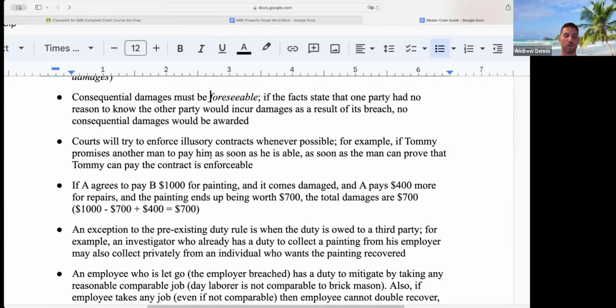Courts will try to enforce illusory contracts whenever possible. For example, if Tommy promises another man to pay him as soon as he is able, as soon as the man can prove that Tommy can pay, the contract is indeed enforceable. So illusory is an empty promise. Like, I promise to tutor you when I feel like it. That's going to be unenforceable.